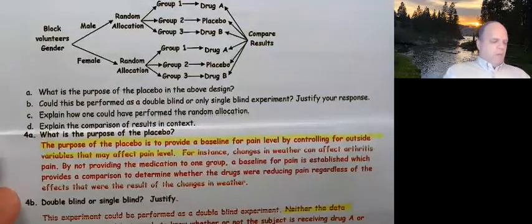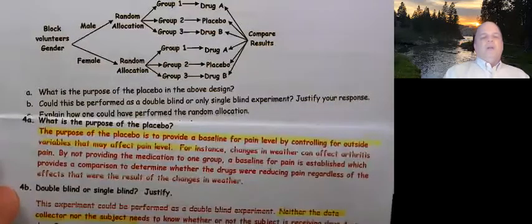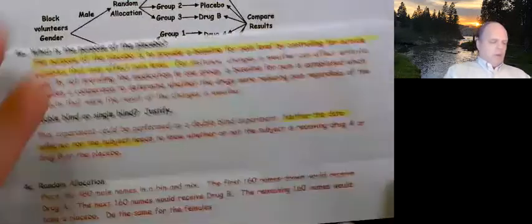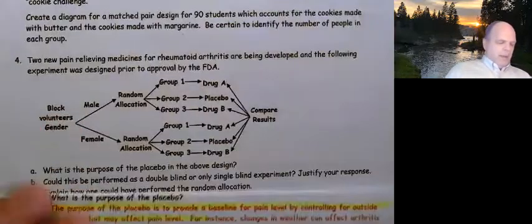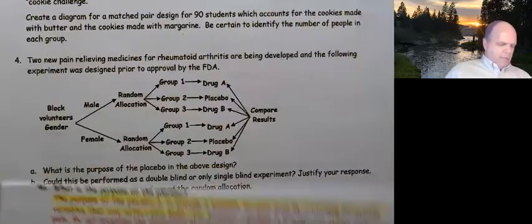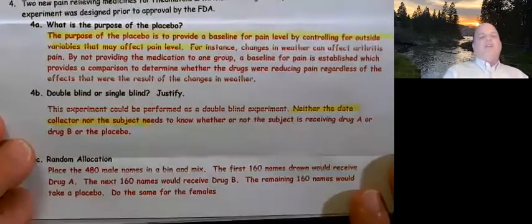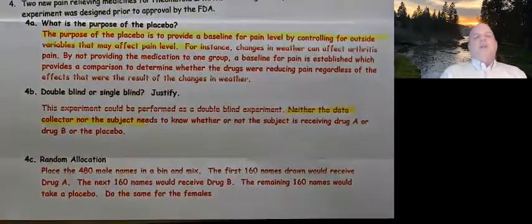Explain how one could perform random allocation. In other words, random assignment. All right, random assignment. Well, we have 3 different groups, and we happen to have 960 people. So we're going to place the 480 males in a hat and mix.